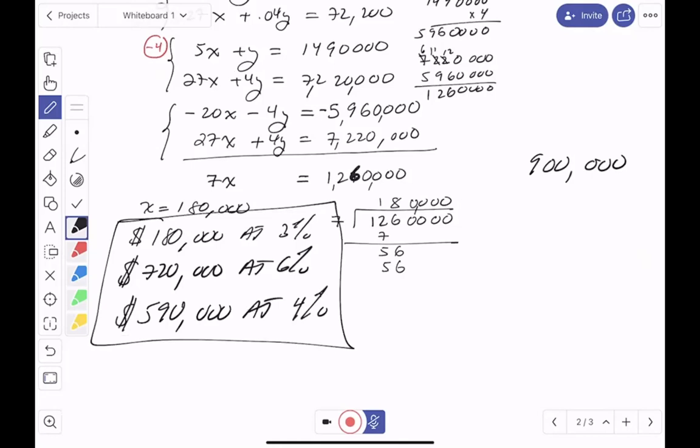What do I recommend you do? Look at the key. And what does the key say? I'm going to look at it for you. It says $180,000 at 3%, $720,000 at 6%, and $590,000 at 4%. Things are working out well. I'm going to switch over to Sage just to go through that with you.